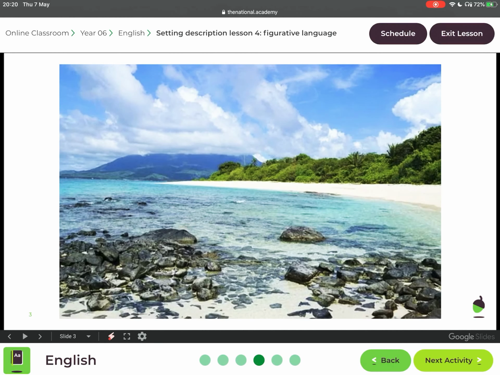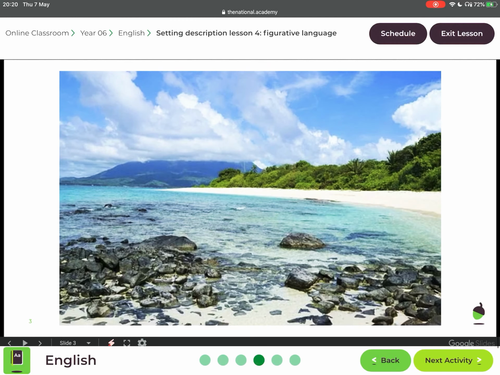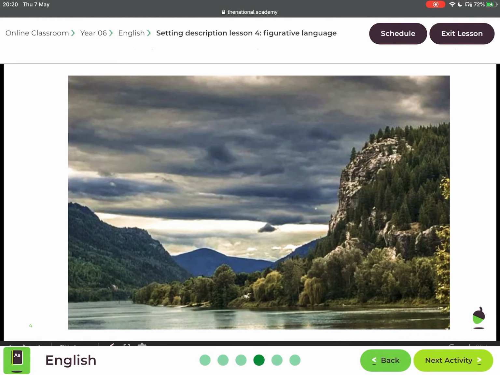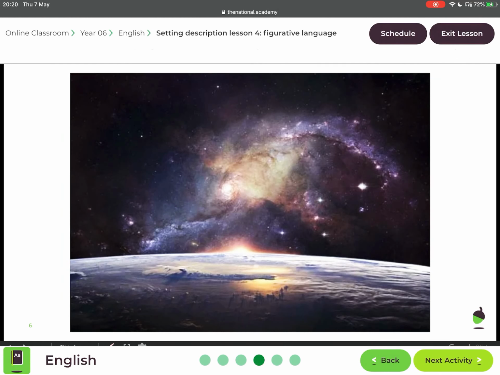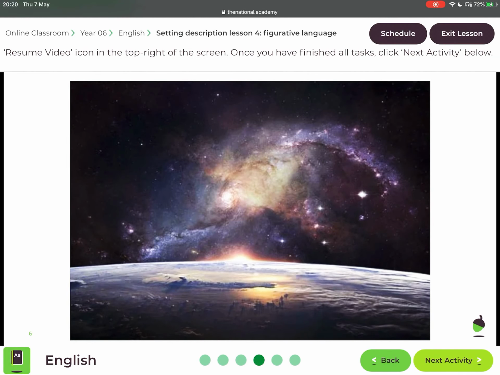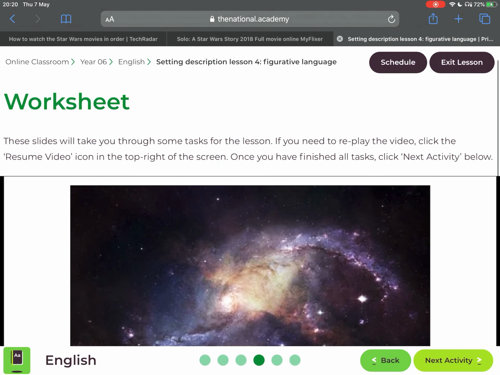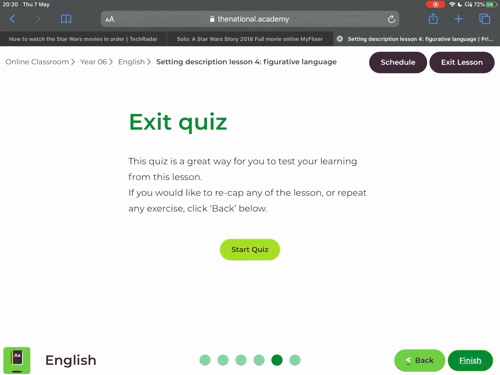So here you would need to write a few sentences about one of these pictures. So either this picture, this picture, this picture, this picture, or this picture. There. After that, you can't really mark it as it is just your own. And after you would have done that, you would have your quiz here.